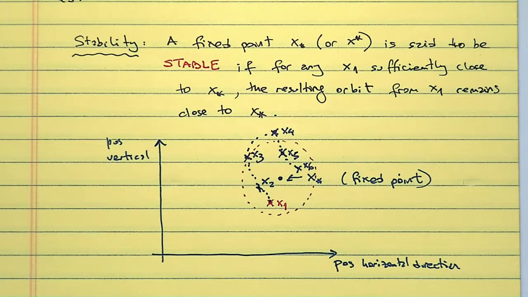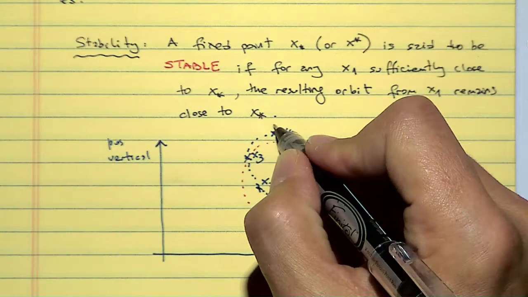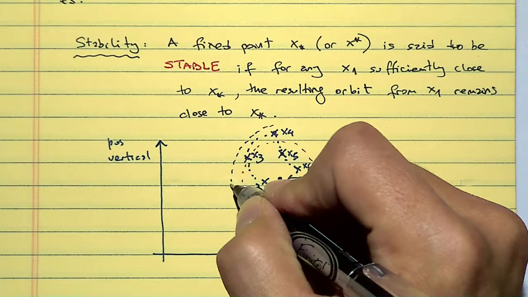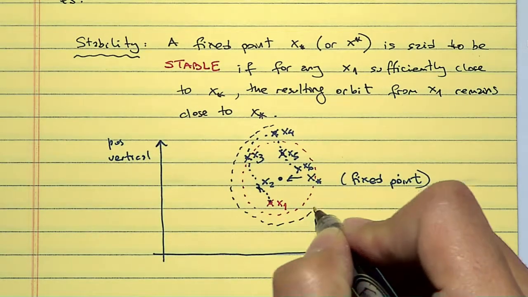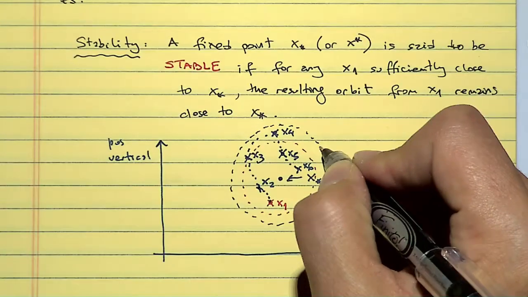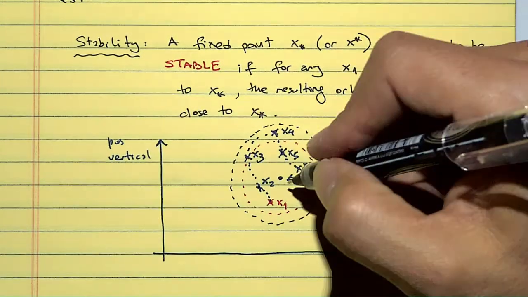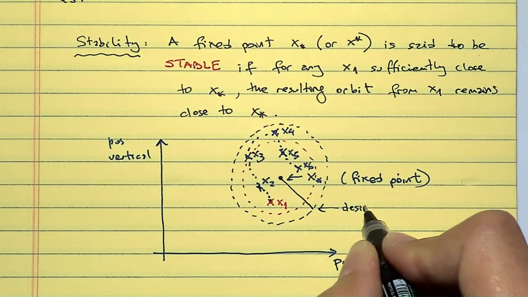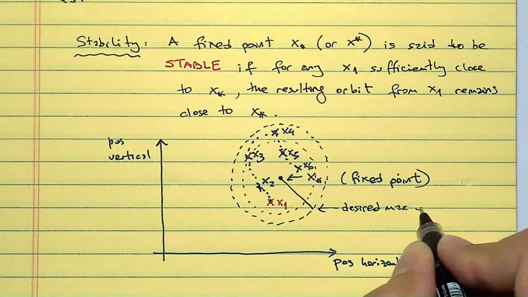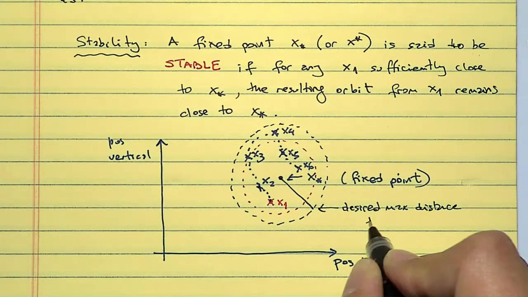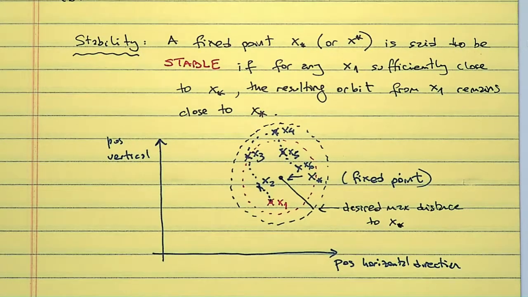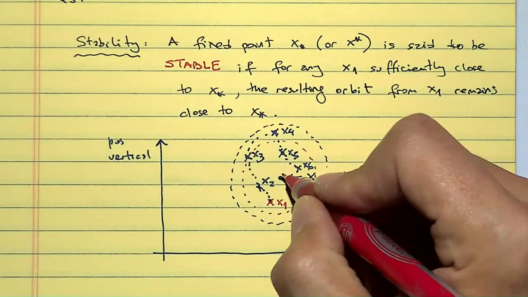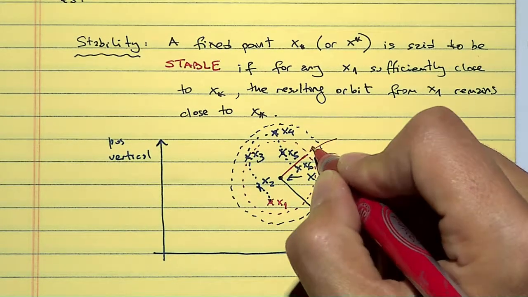What I would like to be able to say is that if I wanted to be this much close to x star, okay, so this is my distance, the desired max distance to x star, then I will need to have that my initial distance is this much.